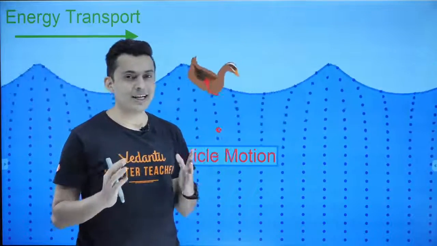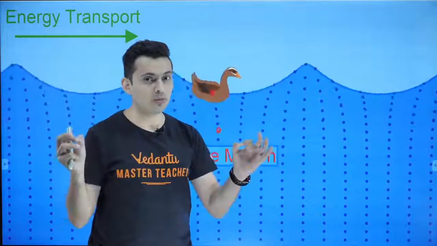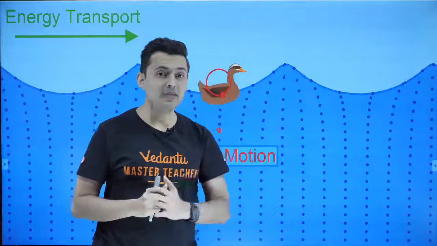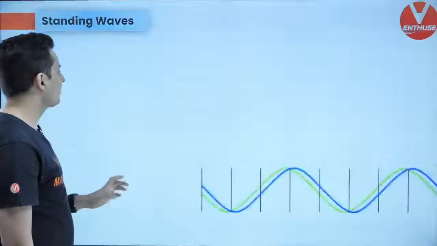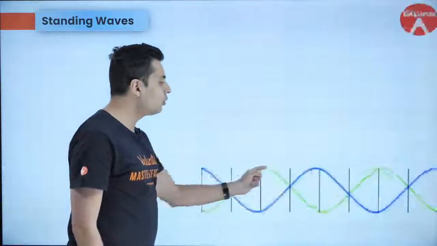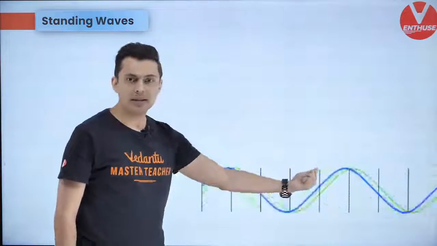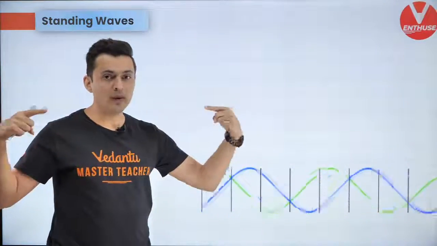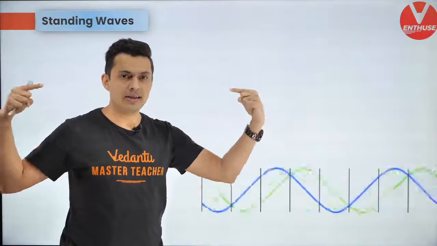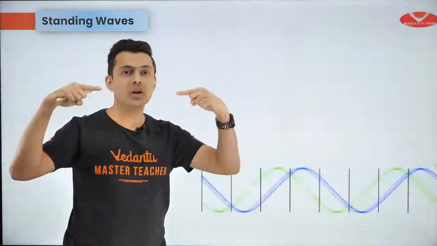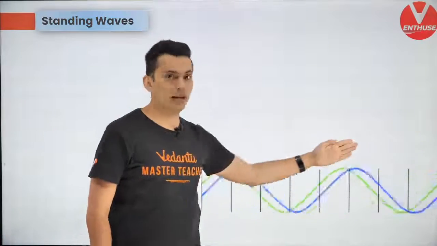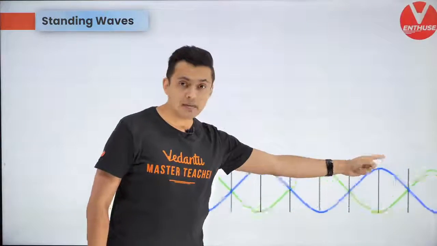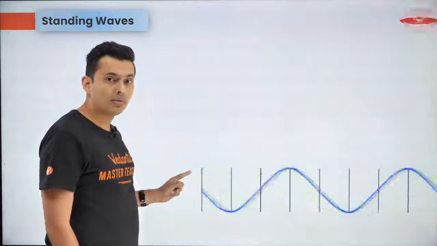Now do not think standing wave means the wave will not move. No, the wave will move, but the energy will not flow. Meaning, imagine you have two waves. Look at the green one and look at the blue one. Two waves of the same energy, same wavelength, etc., moving in opposite directions. The green wave will carry the energy from left to right. The blue wave will carry the energy from right to left.